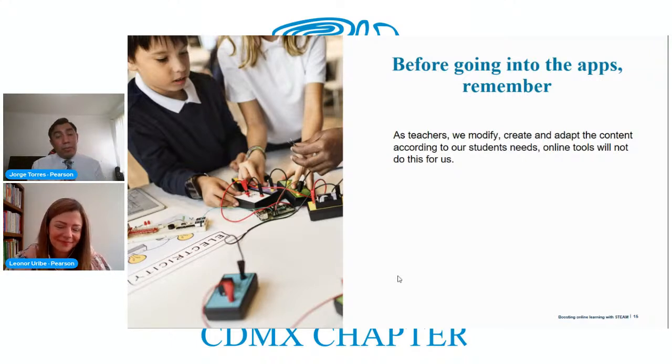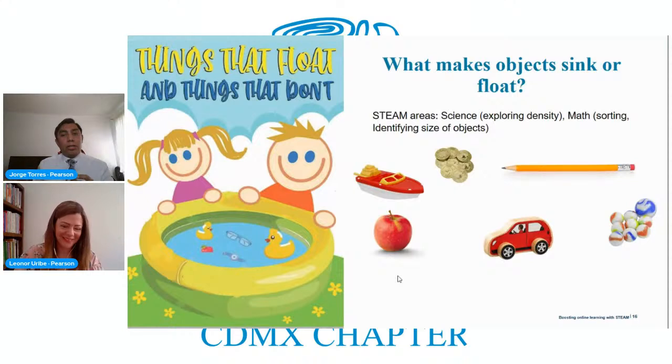So this is very important. With this in mind, I would like to start with one specific example. We're going to talk a little bit about what makes objects sink or float.